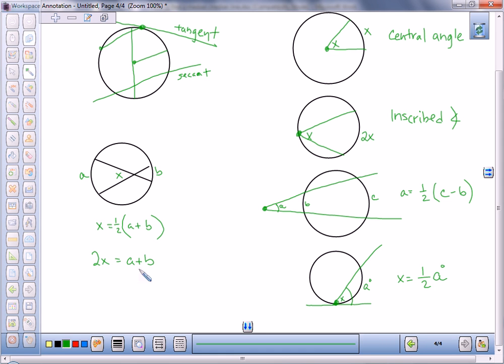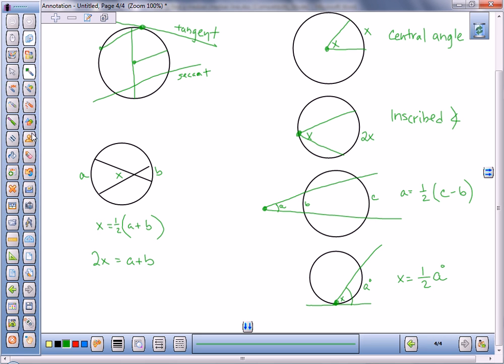Okay, now all of this can be found on your neat little circle review sheet. Do all of you still have that? Good. Good. Okay. Yeah, I gave it to you last week.